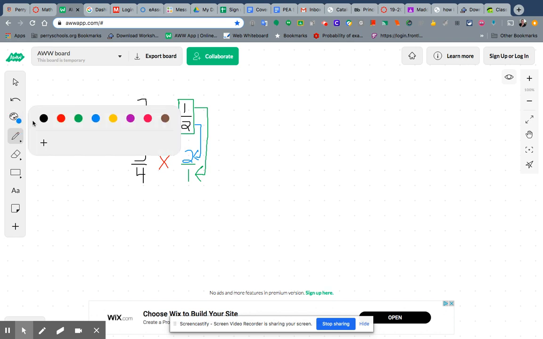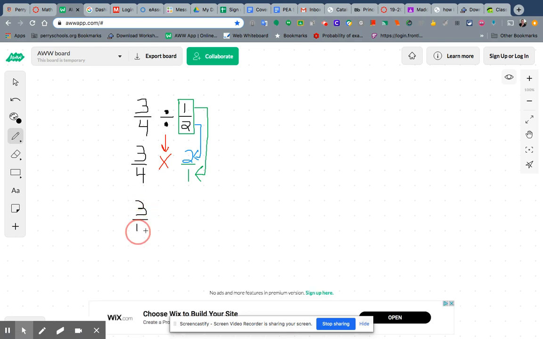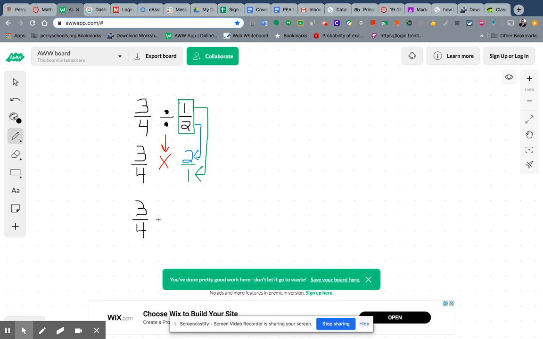So now I'm going to rewrite my sentence so I can solve. This is step 3, 3/4 multiplied by 2/1 in this final step. And 3 times 2 is 6. And 4 times 1 is 4.